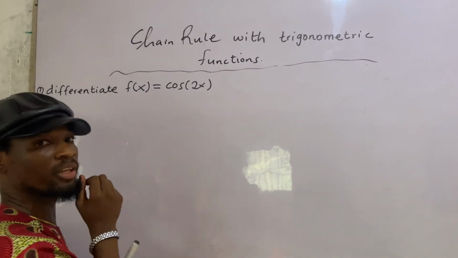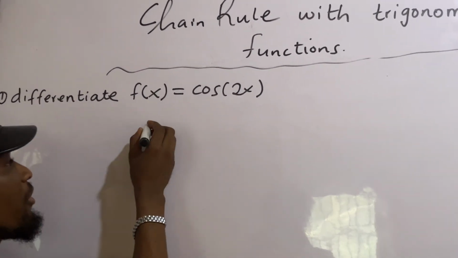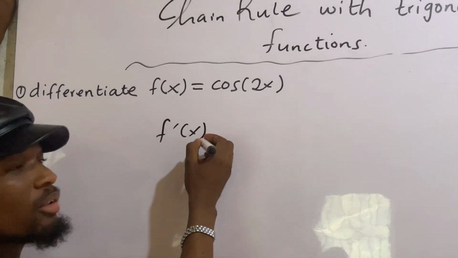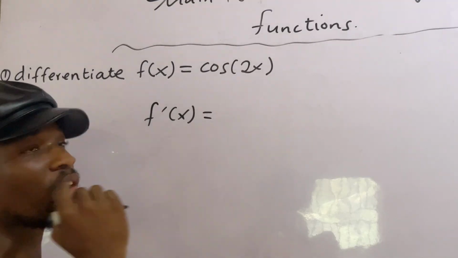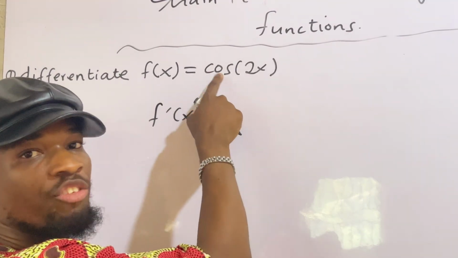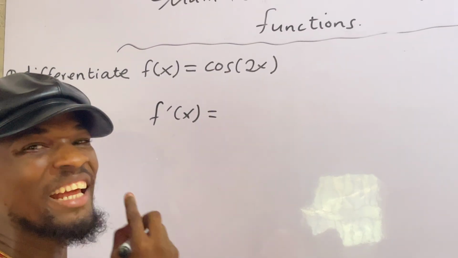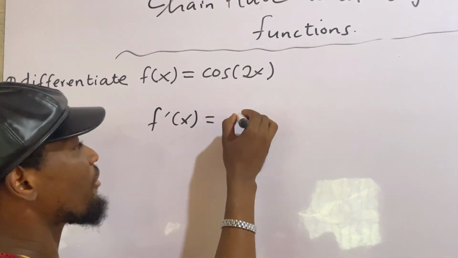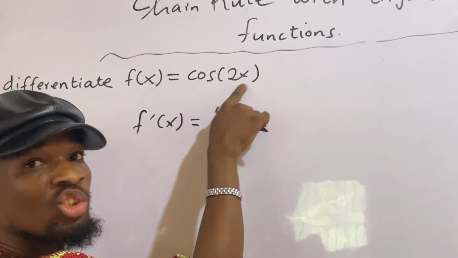So what do we do here? When you differentiate f of x, you have f prime of x, which is equal to... Now viewers, what you do is, first of all, tackle the trig function. The trigonometric function here is cos. So if you differentiate cos, you have a negative sine. So you have negative sine x, right? But remember, it's 2x.